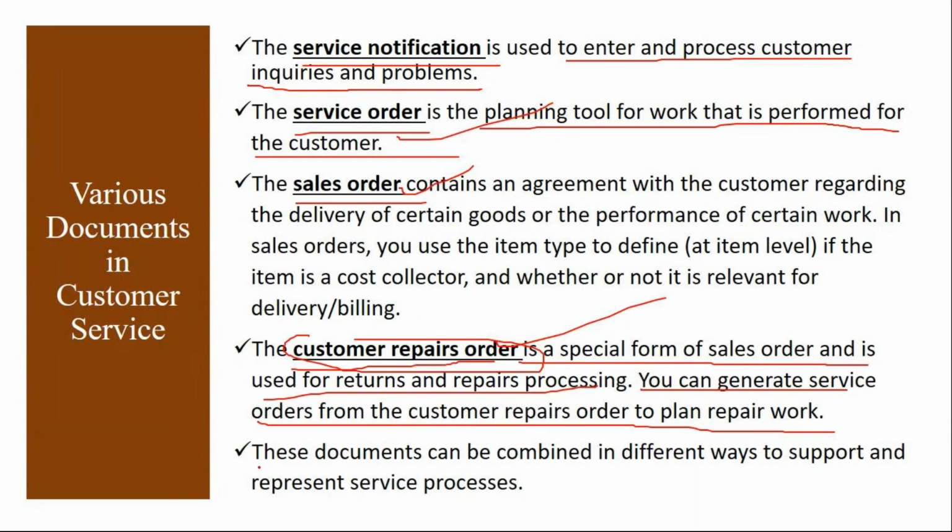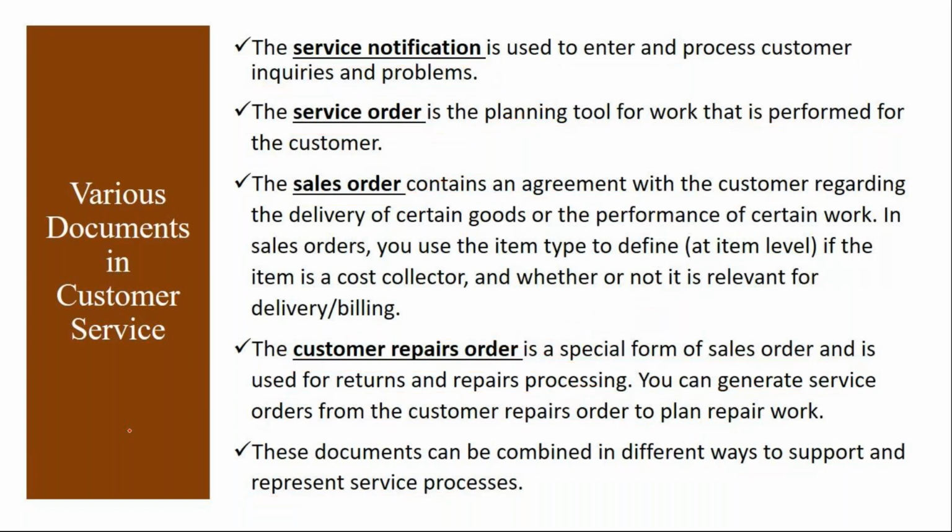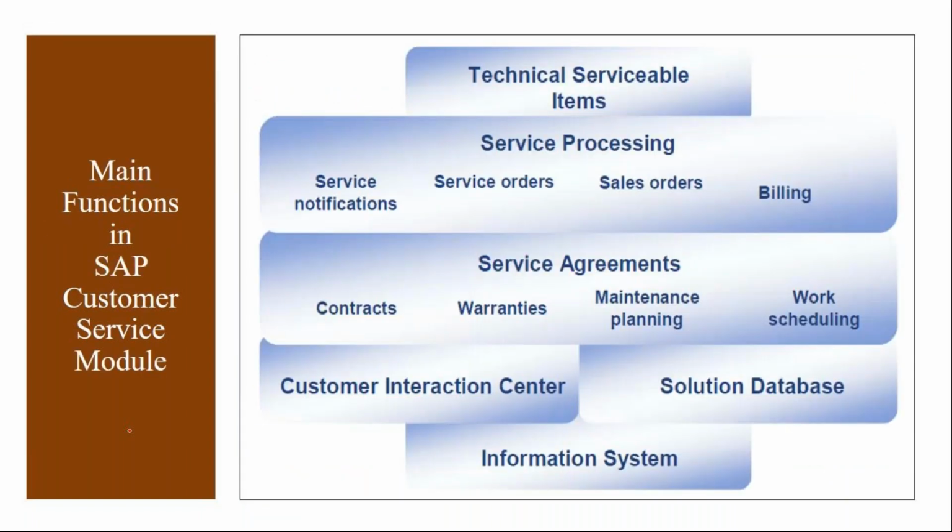These documents can be combined in different ways to support and represent service processes. So you have a lot of options. From the notification, you can create a service order, sales order, return orders, normal sales order, everything. All those can be done. So these are the functions we are performing in the CS module. First, you create all technical serviceable items, nothing but your equipments. We have already created equipment, serial numbers, and installed base. All those things we have created already.